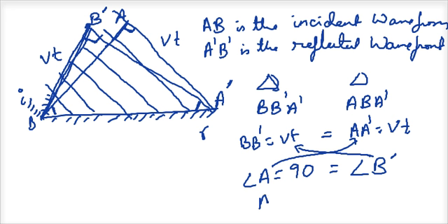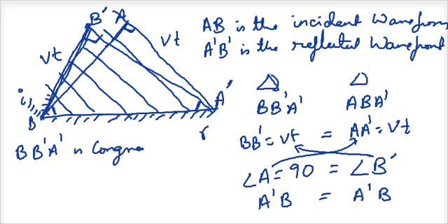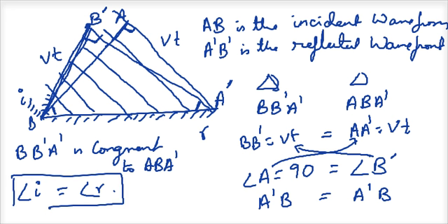Then A dashed B is common to both. So I can say that triangles B, B dashed, A dashed and A, B, A dashed are congruent. If they are congruent, the corresponding angles are equal. So the corresponding angles will be angle I, which will be equal to angle R. That is, the angle of incidence is equal to the angle of reflection. This is the law of reflection, and these are all the waves which are traveling.